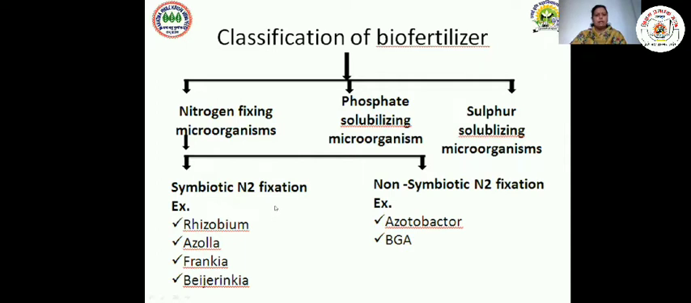Which are the symbiotic nitrogen fixing microorganisms? Rhizobium, Azolla, Frankia, Bradyrhizobium. All these are the examples of the symbiotic nitrogen fixing microorganisms. Non-symbiotic microorganisms are Azotobacter, BGA.